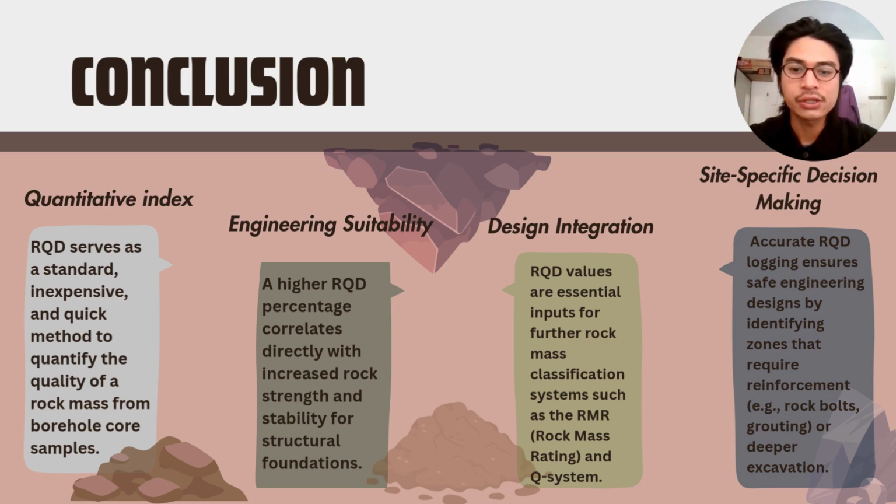A higher RQD percentage correlates directly with increased rock strength and stability for structural foundations. The third point is design integration. RQD values are essential inputs for further rock mass classification systems such as the RMR, which is rock mass rating, and the Q system. And last but not least, site-specific decision making. Accurate RQD logging ensures safe engineering designs by identifying zones that require reinforcement, such as rock bolts or grouting, or deeper excavation.